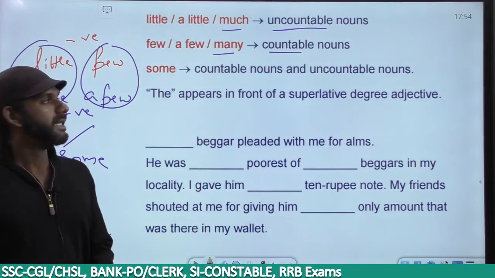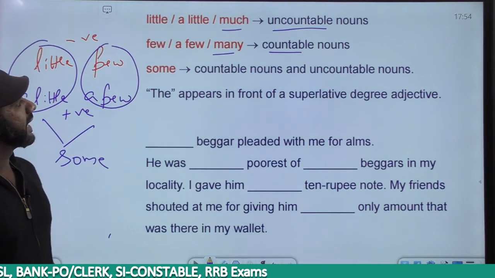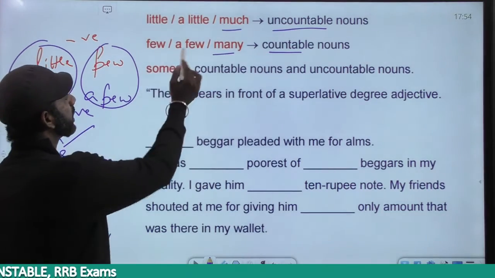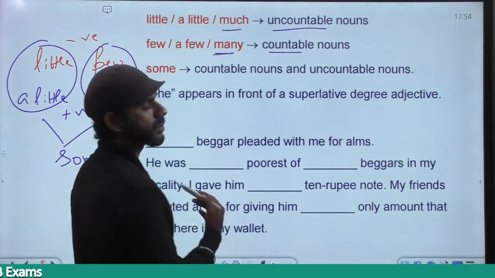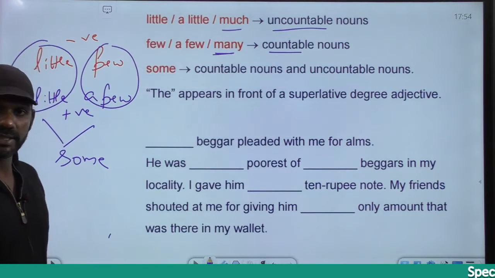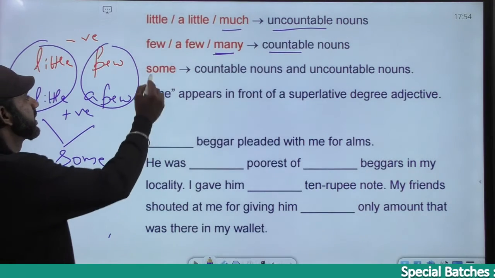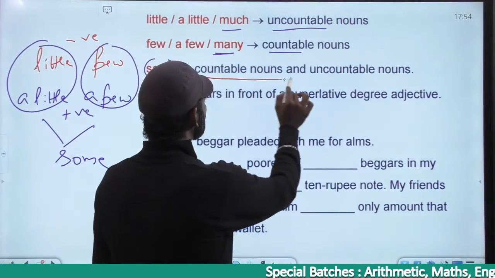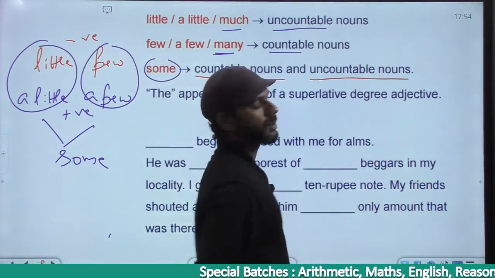How much money. So little, a little and much are used with uncountable nouns. Few, a few and many are used with countable nouns. We have already gone through this in the topic adjectives as well. Now, some can be used with both countable nouns and uncountable nouns.